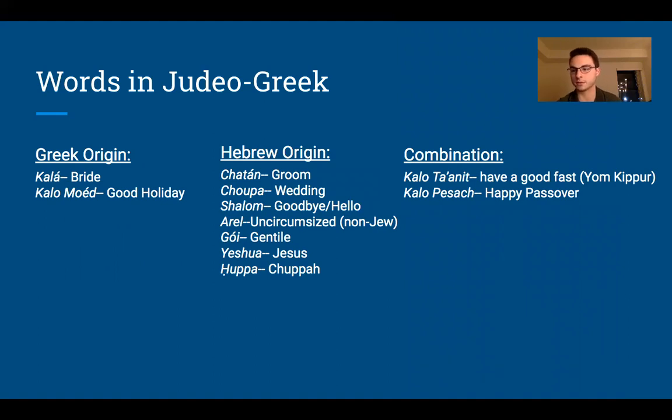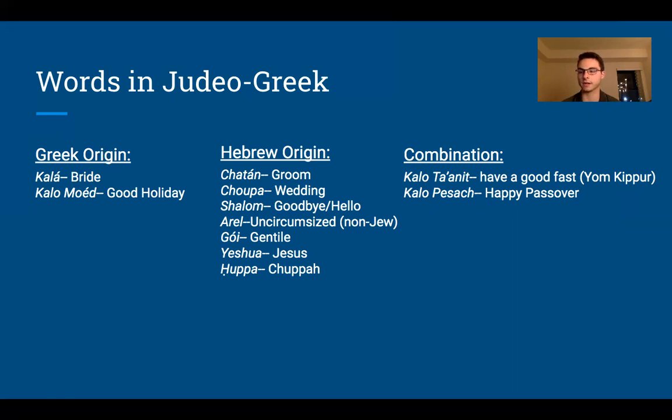Some Judeo-Greek words that relate to weddings are kala, which means bride, shatan, which means groom, and some others that you can see here. For greetings in Judeo-Greek, there is the standard Hebrew shalom, which means goodbye and hello, and Shabbat shalom, which is what they say as goodbye and hello on Shabbat. On holidays, Judeo-Greek speakers will say kalo moed, which means have a good holiday. On Passover, they say kalo pesach, which means have a good Passover. On Yom Kippur, they might say kalo ta'anit, which means have a good fast.